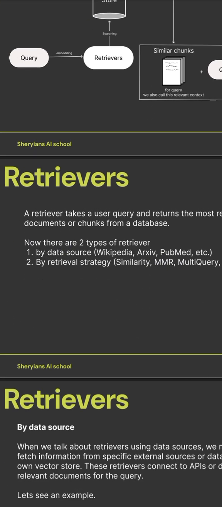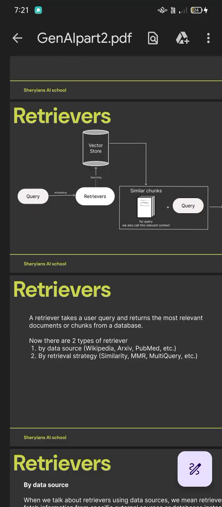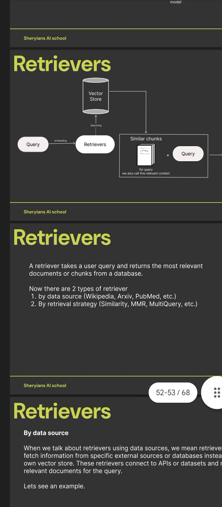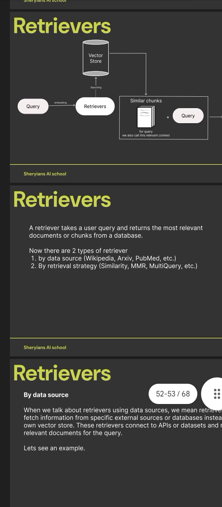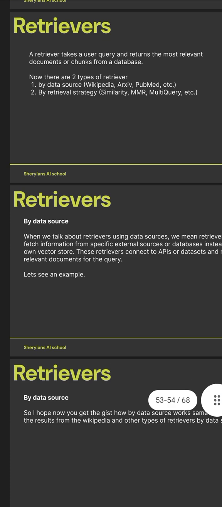Retriever's task: a retriever takes a user query and returns the most relevant documents or strings from a database. Now, there are two types of retriever: by data source, such as Wikipedia, Arxiv, PubMed, etc., and by retrieval strategy, such as similarity, MMR, and multi-query.